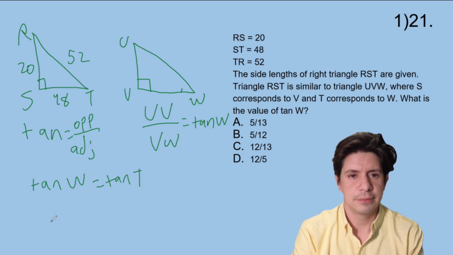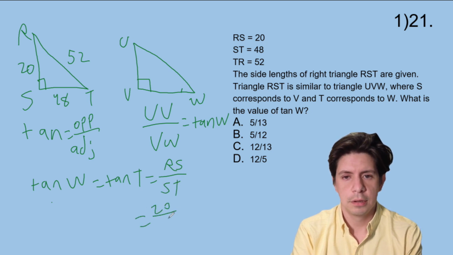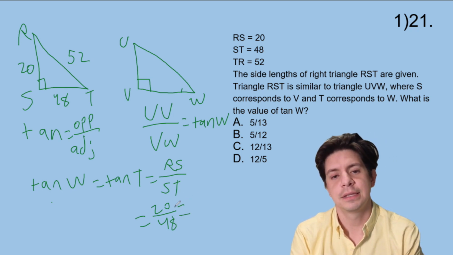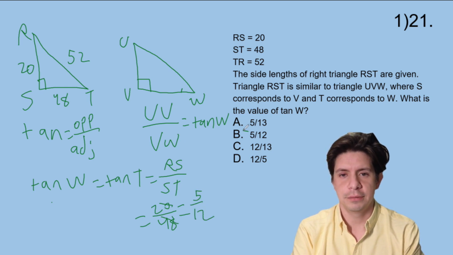And then tan W is going to be, okay, tan T equals RS over ST. And that's going to equal 20 over 48, which when we simplify it, divided by 4, is 5 over 12, right?